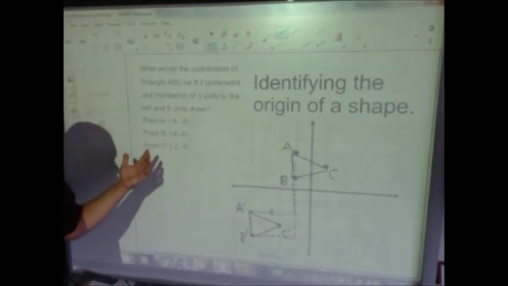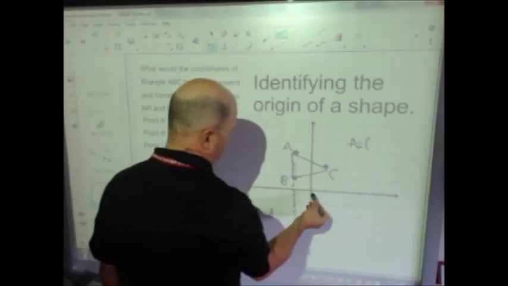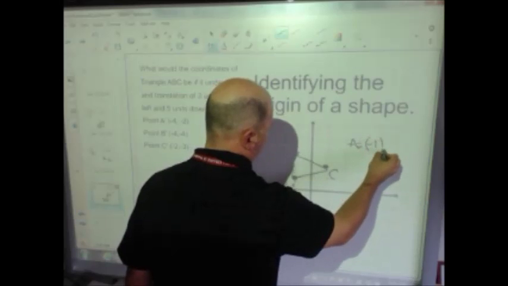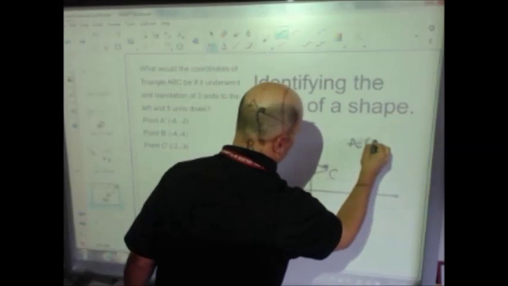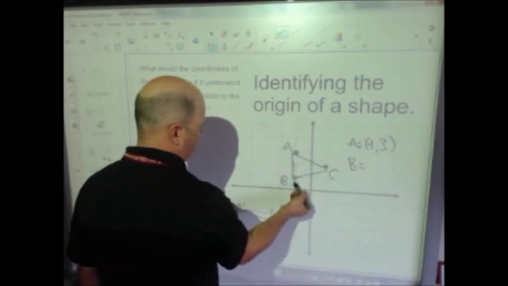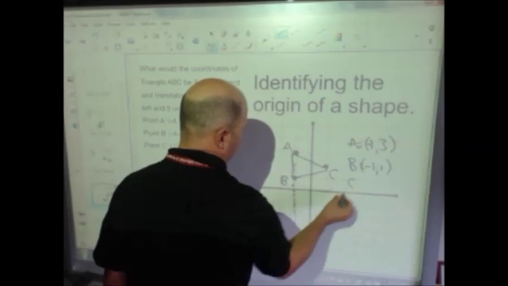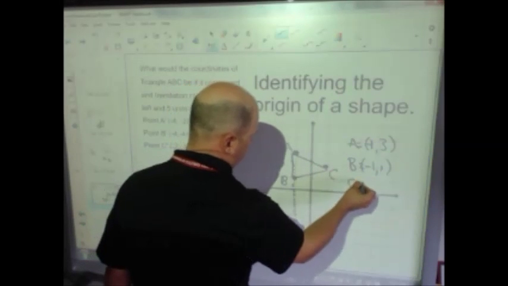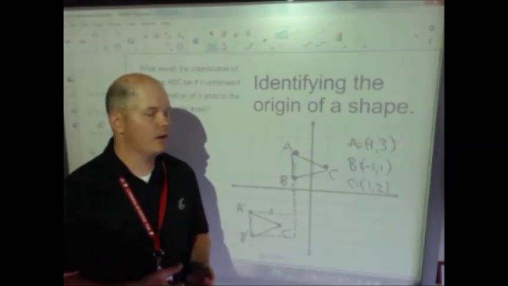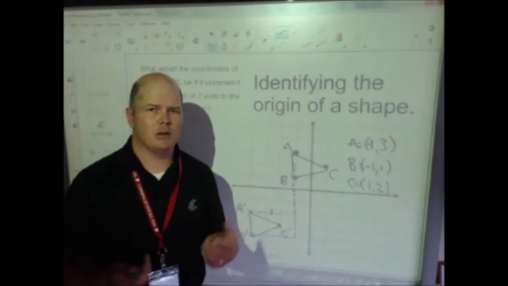But it says, what are the coordinates? Well, my coordinates of A are equal to -1, 3. Of B, it's going to be -1, 1. And of C, it's 1, 2. And that's how you identify the origin of a shape. That's the main concepts you need to deal with translations, or that you see asked on questions.